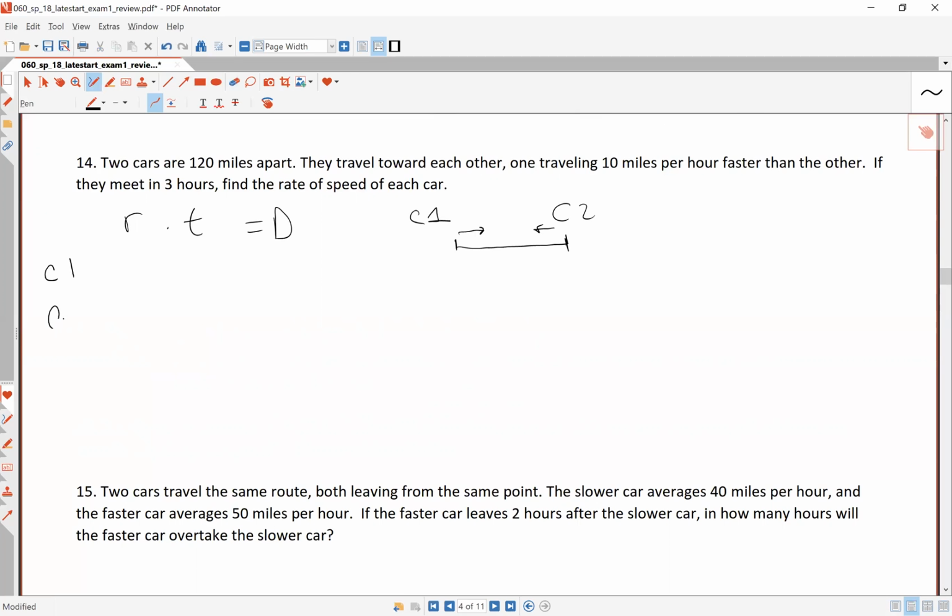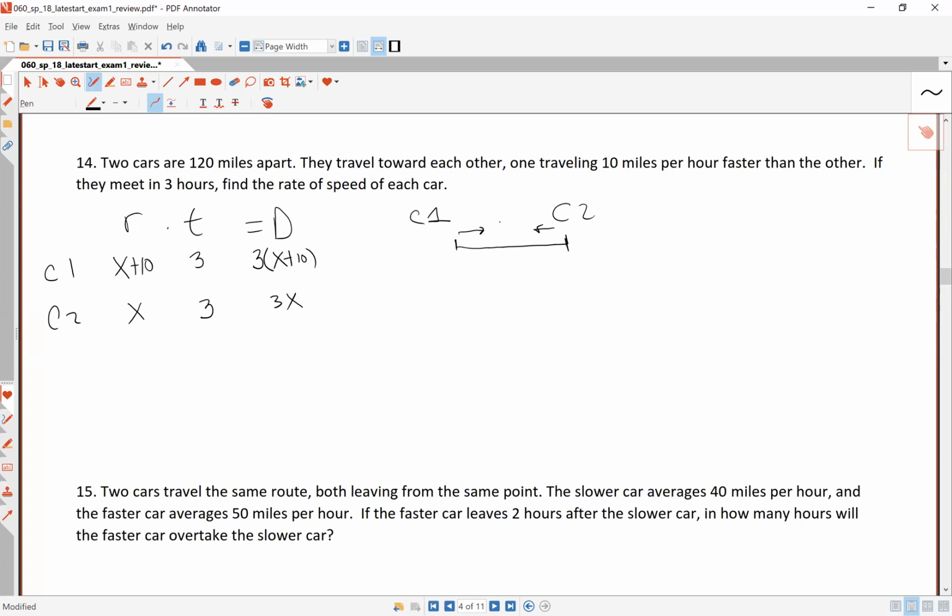Car 1 and car 2. One is traveling 10 miles per hour faster than the other one. And the time that they spend traveling is 3 hours. So the distance that each of these cars travel, the first one's rate times time, which is 3 times x plus 10. And the second one is 3x.